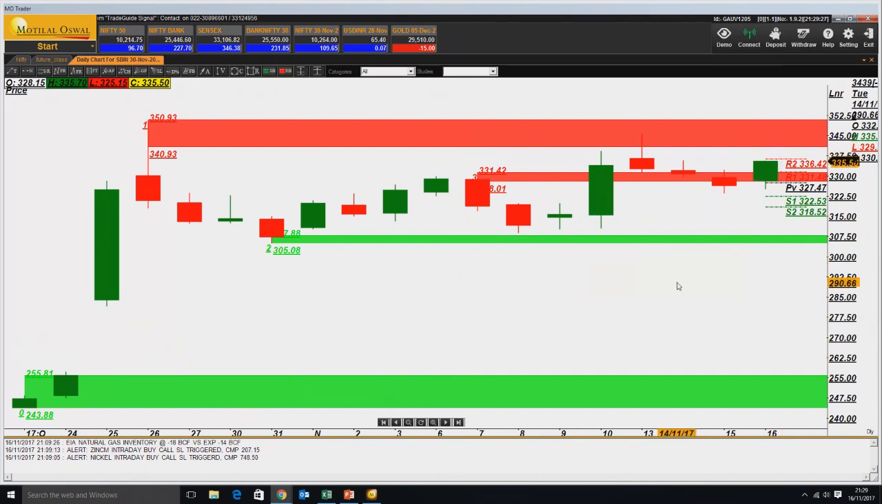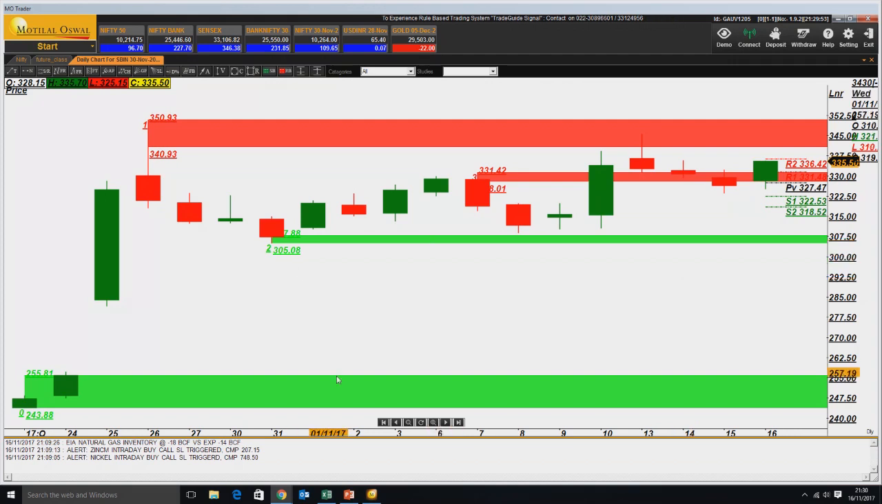So I can give you one trade for tomorrow morning. If you want to do some trading, just simply buy one SBI future. Put your stop loss 2 points or 3 points below, depending upon your risk appetite, and take the target of 345 or 350, right? So that's how you can do these kinds of trading.